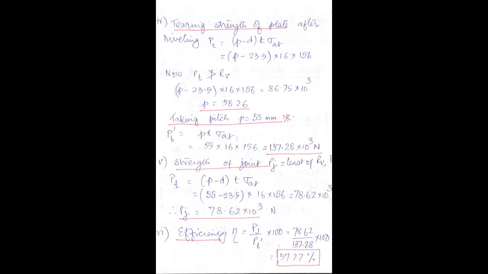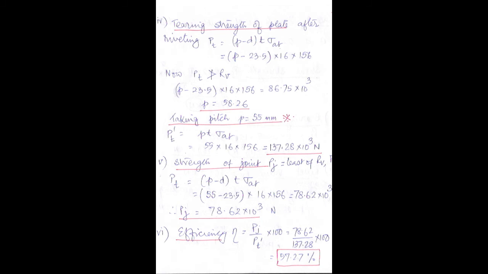Now again you repeat the step. PT is what? P minus D into T into sigma AT, whatever you have written at the top of this paper. So now what is the value of P? P is 55. Now you have assumed, correct? So our approximation is P is 55. So now put that value. So from here we are getting the value of PT as 78.62 into 10 cube Newton.